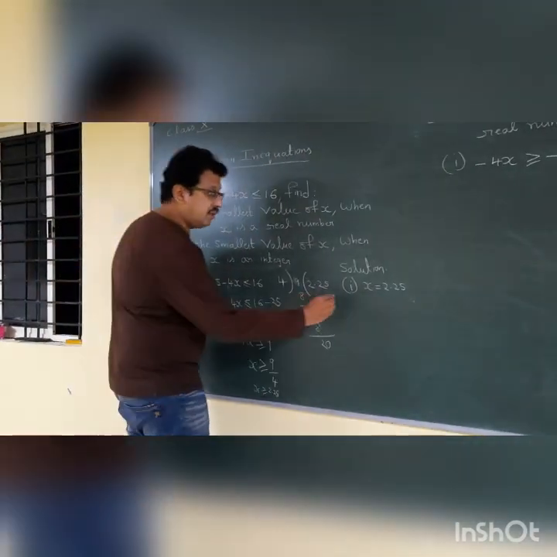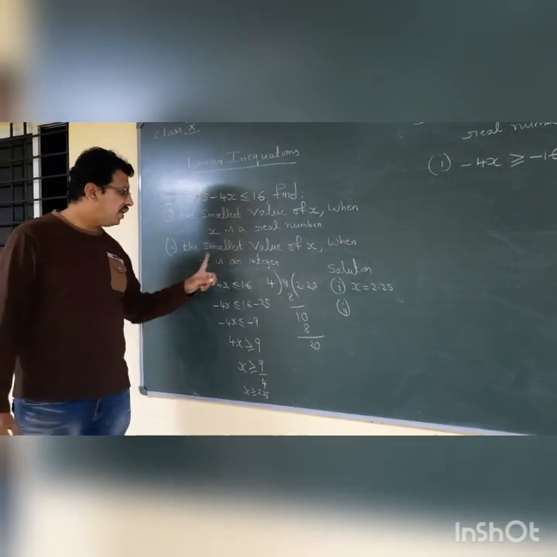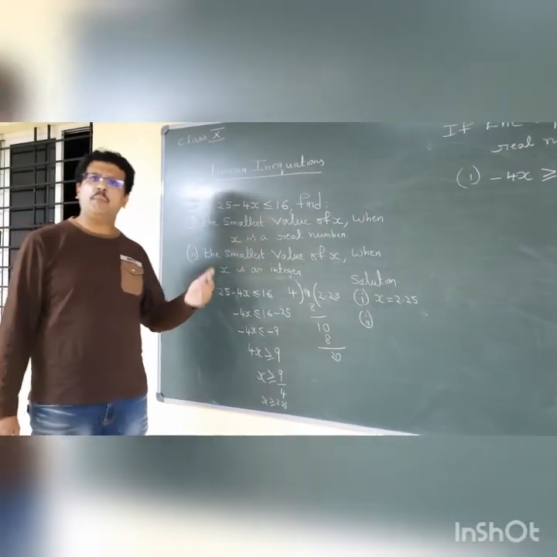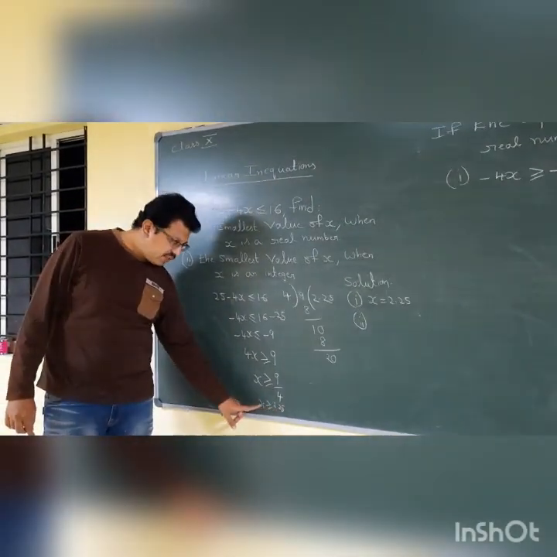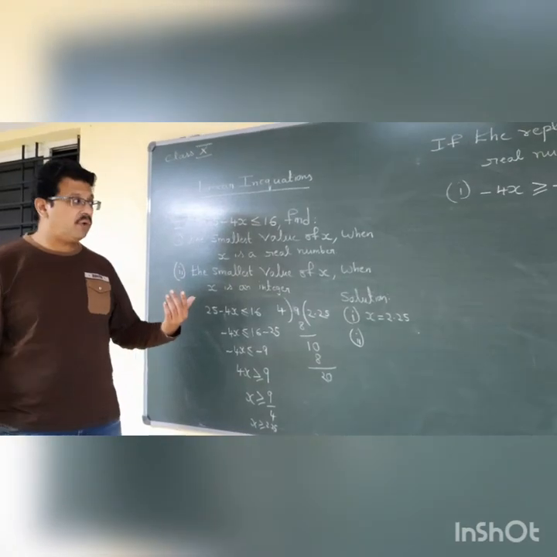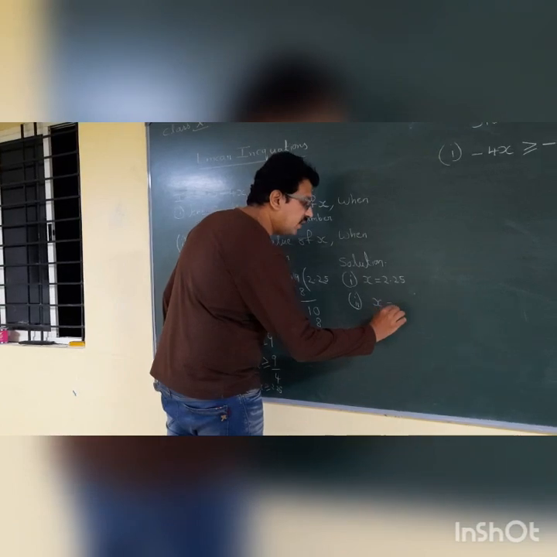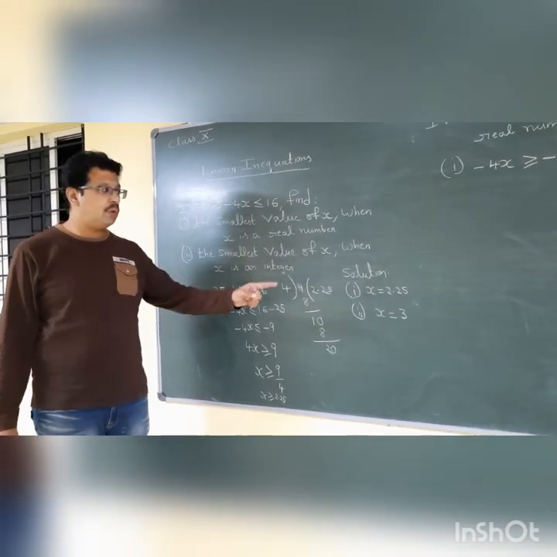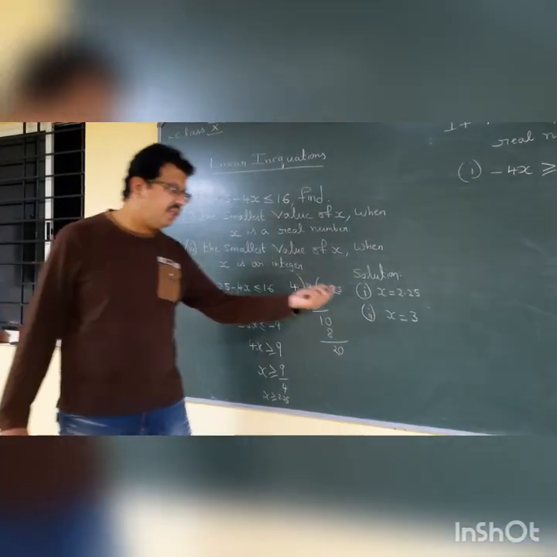So the next answer, for the second problem, is the smallest value of x when x is an integer. Integer means, all of you know very well, it's 0, positive numbers, negative numbers. You don't get any decimal in integers. So x is greater than or equal to 2.25, so greater than 2.25 means it has to be 3. 3 is the smallest number. So x is equal to 3, because they are saying the smallest value of x when x is an integer. So 3 is an integer.